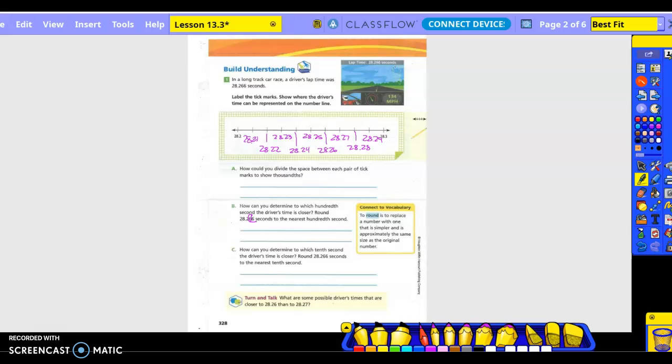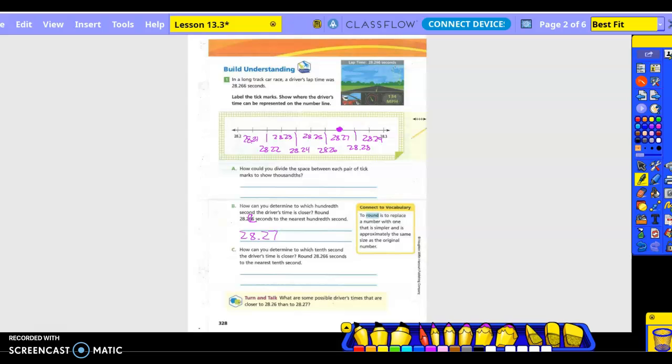When you're rounding, sometimes it can be a little high and sometimes it can be a little low, right? So I would rewrite anything that is in front of that. 28.2, and then is that going to be a 6 or a 7 that comes next? A 7, because 6 is 5 or higher. So we would round it to 28 and 27 hundredths. So this would be where we put our mark.